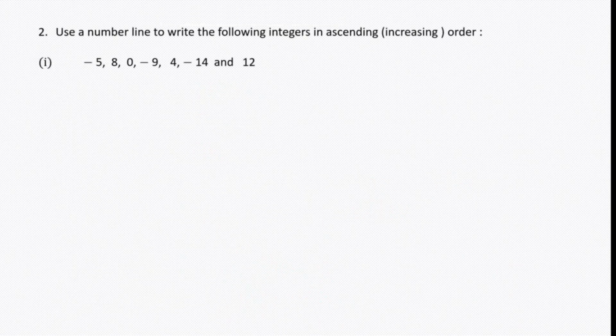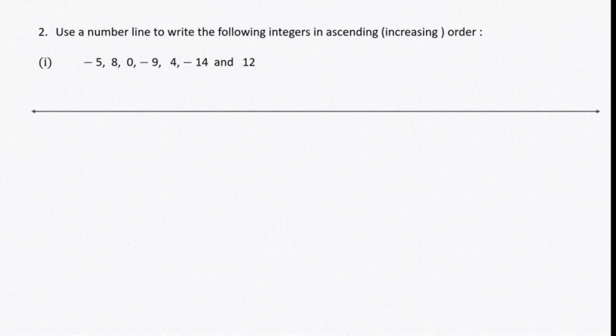Use a number line to write the following integers in ascending order. Ascending means from small to big. So we have been given a set of integers. Integers are negative numbers, positive numbers, and 0. Now we have to arrange this set of numbers in ascending order by using a number line. So the first step is to draw a number line.